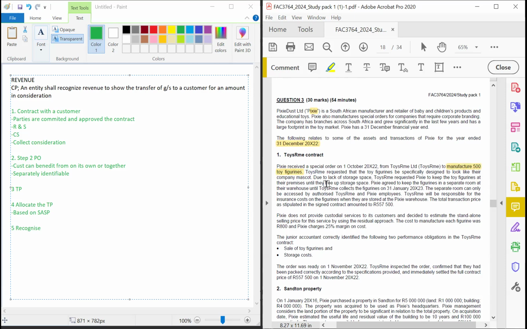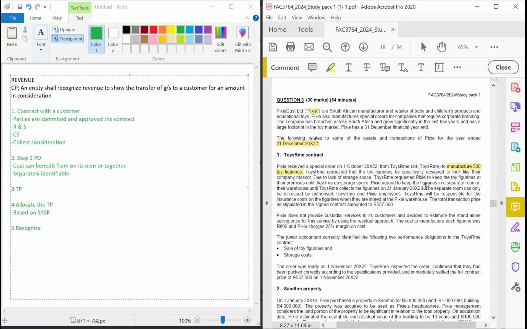So Toys R Us requested that the toy figurines be specifically designed to look like their company mascot due to lack of storage space. Toys R Us requested Pixie to keep the toy figurines at their premises until they free up storage space. Pixie agreed to keep the figurine in a separate room at the warehouse.